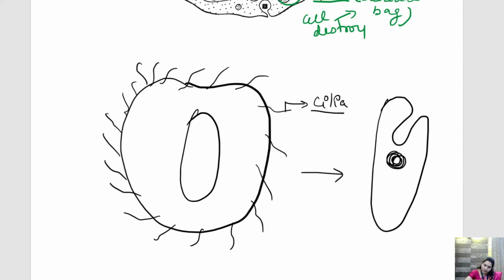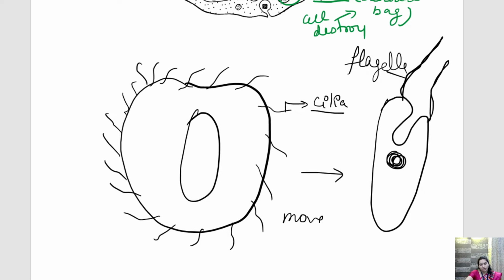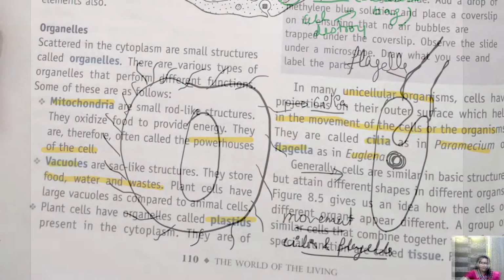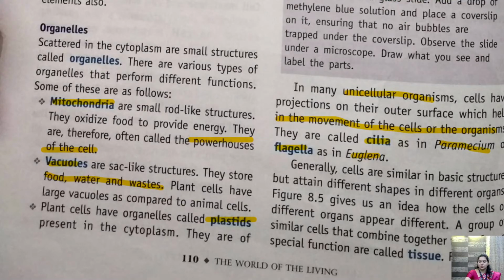And if you have a close look at euglena, this is a euglena, they have very large tentacles, and that is called flagella. Again, it helps in the locomotion. Locomotion means movement. So cilia and flagella help in the locomotion of these unicellular organisms. Alright, so this we have seen. Coming back to the chapter again.